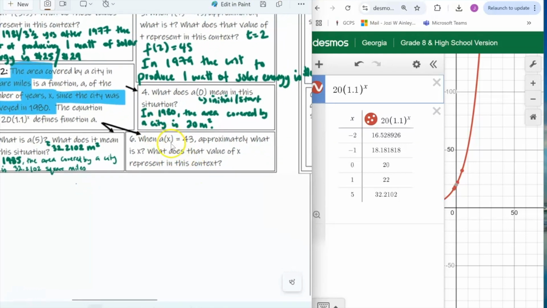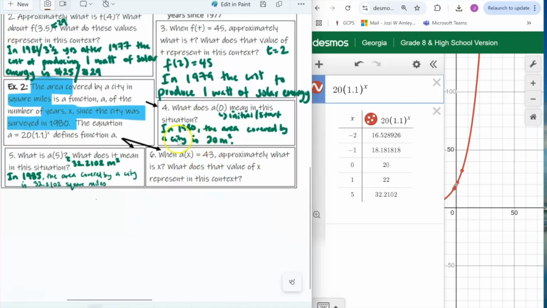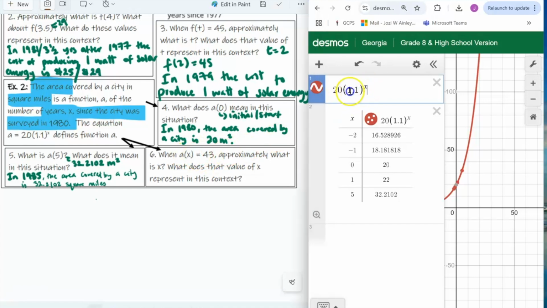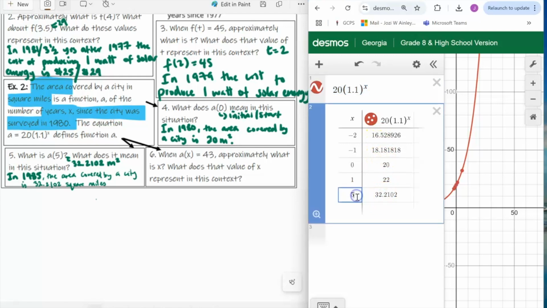All right, last question before you guys practice. When A of X equals 43, so this time they don't give me the time, but they give me what? What is the other thing equal to? The area covered in square miles. So they give me 43 is the area covered in square miles. Approximately, what is X? All right, so this answer is going to be 43. So I'm looking here to see 43. So I'm just going to keep pressing enter. Okay, it's not going in order.